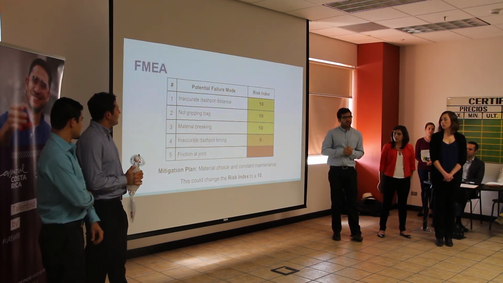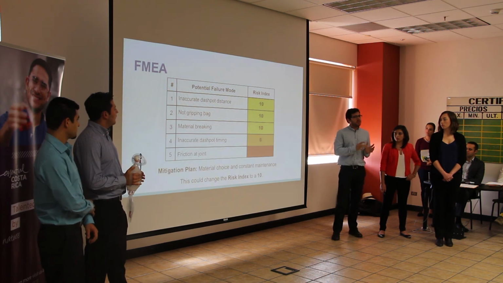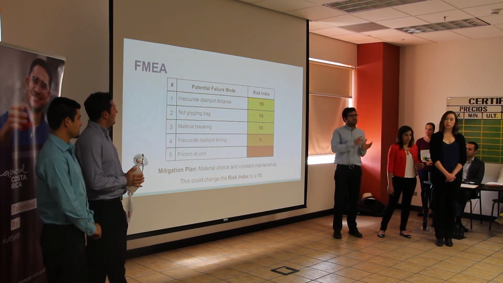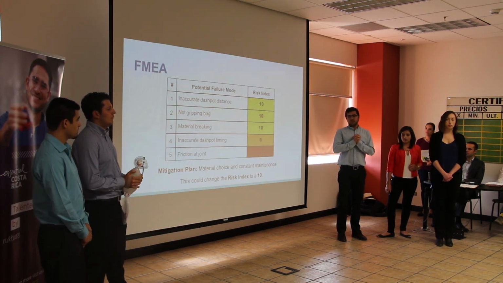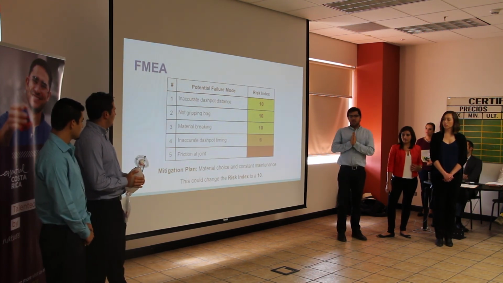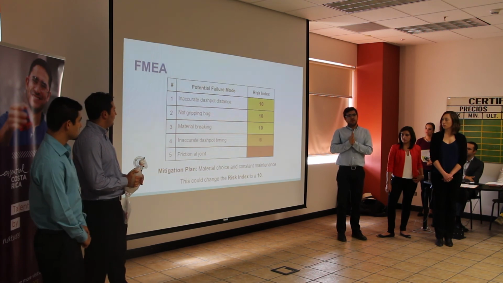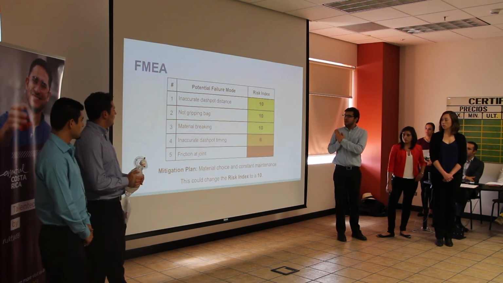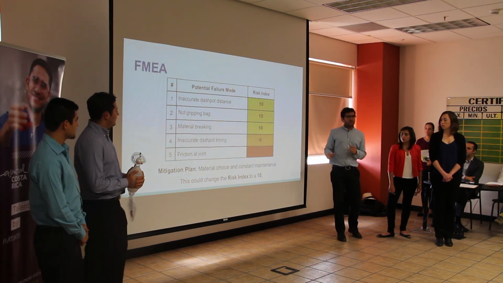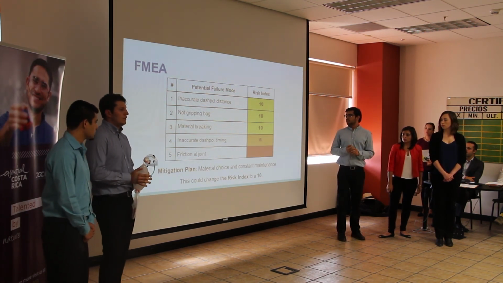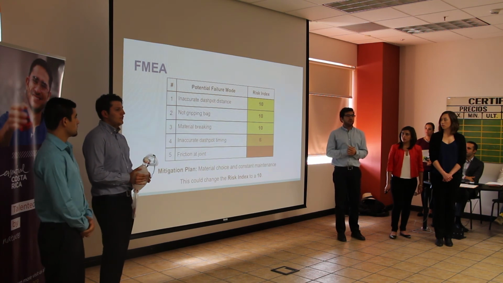The friction at the different joints is very important because if the friction is not considered, our device will not function in the appropriate way. For this, we did a mitigation plan that focuses on choosing the correct material and giving it constant maintenance. This will change our risk index from 5, which is undesirable, to a value of 10, which is more desirable for our product.